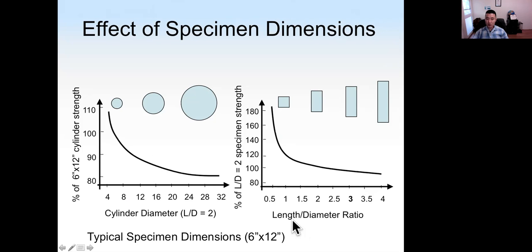If we increase the length to diameter ratio, the strength will also be lower. The reason for that is, again, the friction provided by the steel plates. With a larger L to D ratio, the restraint effect will be less in the middle part of the specimen because it's longer. With a lower L to D ratio, the restraint effect will be stronger because the specimen is shorter. The middle part is more restrained.